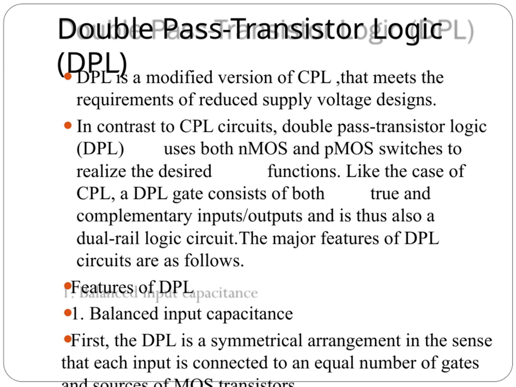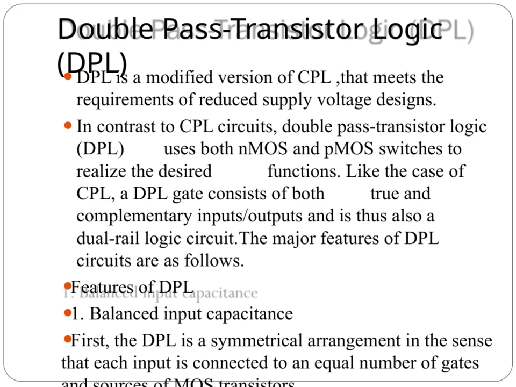One of the important characteristics of DPL is that it maintains balanced input capacitance. This means every input connects symmetrically to the same number of transistor gates and sources. This balance is crucial because it helps in reducing glitches and improves signal integrity by ensuring consistent load on all inputs. Overall, these features make DPL well suited for applications where power efficiency and reliable operation at low voltages are key.